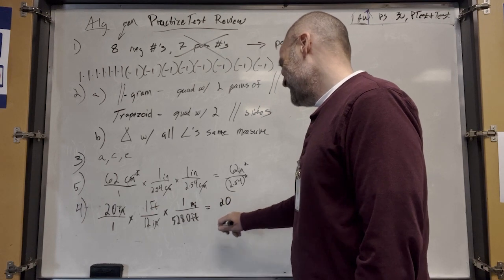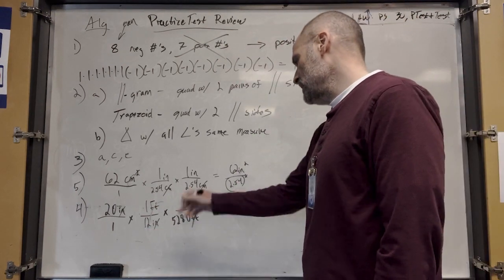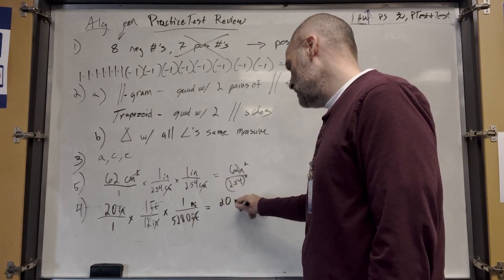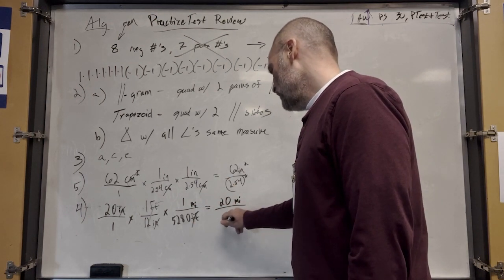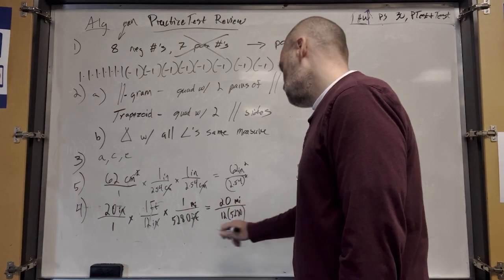20. Okay, so the feet cancel. You're just left with 20 times 1 times 1 times mile over 12 times 5280. You can just leave it like that. Boom.